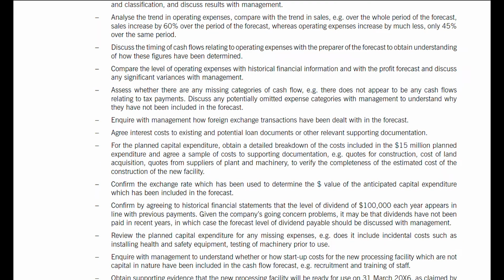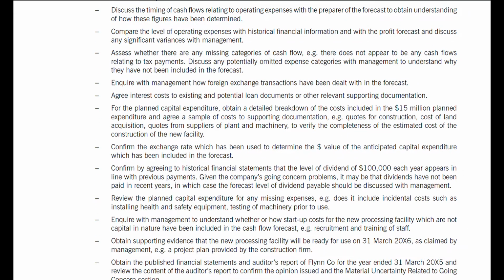Assess whether there are any missing categories of cash flows. For example, there does not appear to be any cash flows relating to tax payments. Discuss any potentially omitted expense categories with management to understand why they have not been included in the forecast. Inquire with management how foreign exchange transactions have been dealt with in the forecast.